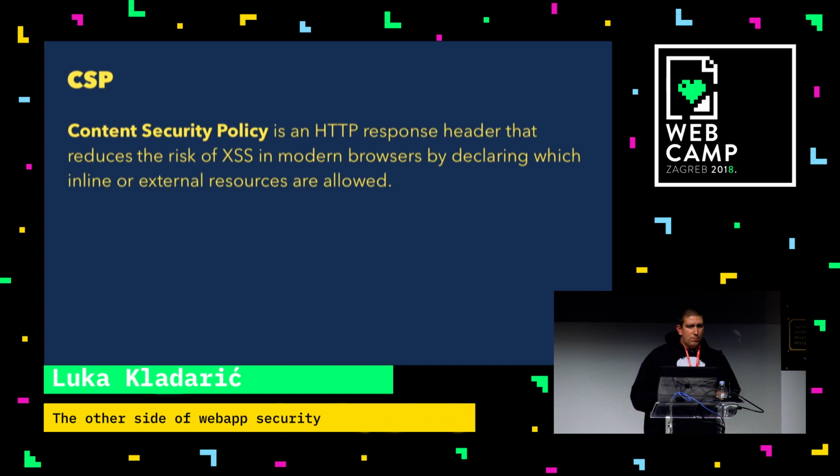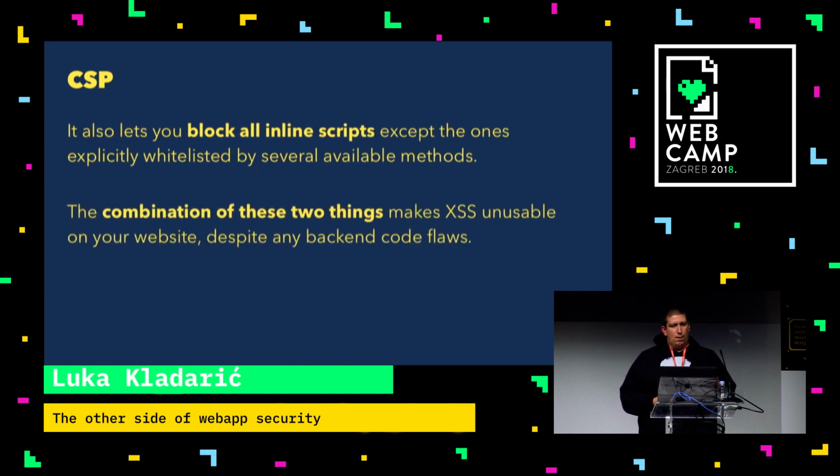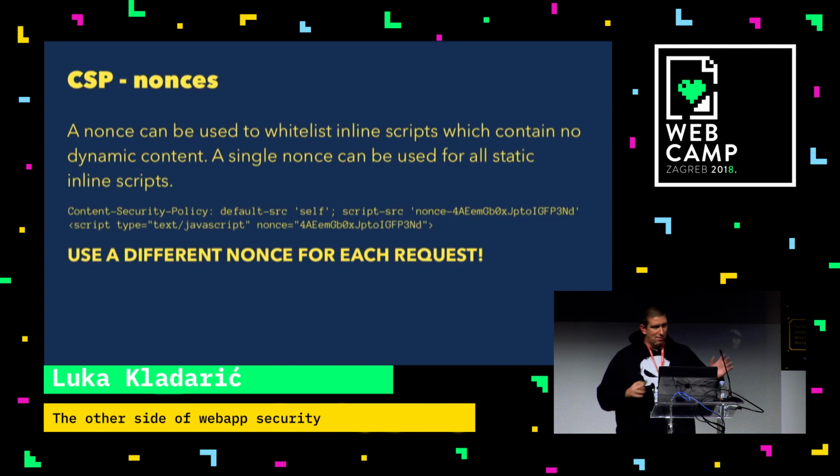So CSP reduces the risk of XSS in modern browsers by declaring which inline or external resources are allowed. It lets you define which hosts the browser should whitelist for JavaScript, CSS, image resources, AJAX requests, fonts, media, videos, while blocking all others. And it also lets you block all inline scripts except the ones that are explicitly whitelisted, and there's a few methods of whitelisting. The combination of these two things makes XSS unusable on your website despite any backend code flaws. So this is a bit of theory.